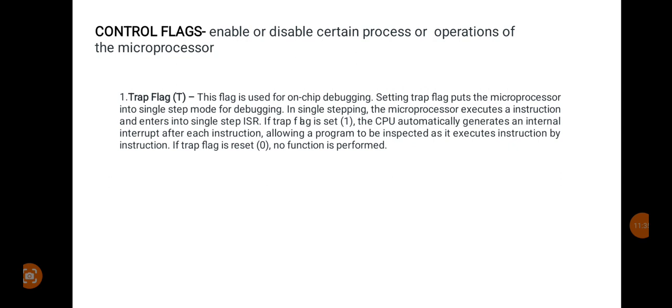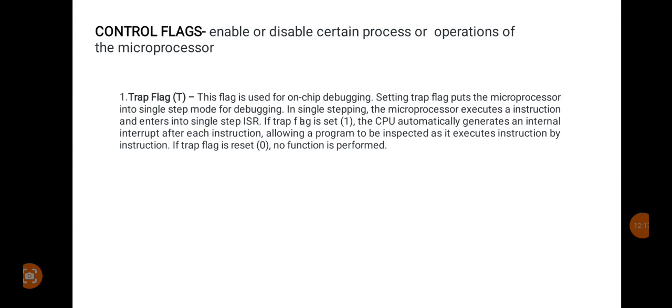And next, control flags. It has 3 flags. The control flags enable or disable certain processes or operations of the microprocessor. So they define the operation of the microprocessor. Trap flag means the CPU automatically generates an internal interrupt to inspect the instructions. That is trap. It is used for the debugging process.